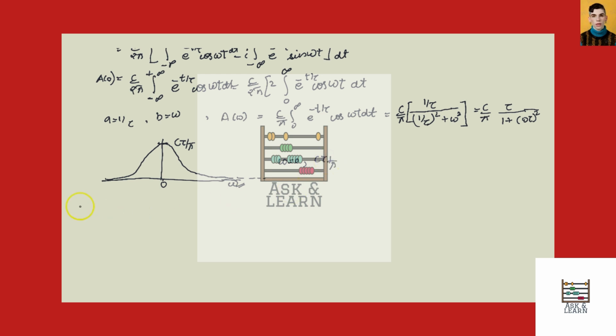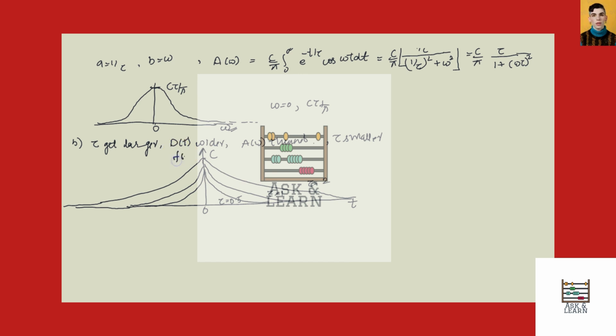For part B, when the value of tau gets larger, then f(t) will get wider, whereas A(omega) gets thinner, and vice versa for tau being smaller. So the graph between the function f(t) and time is as follows, and the graph goes on increasing as the time goes up.